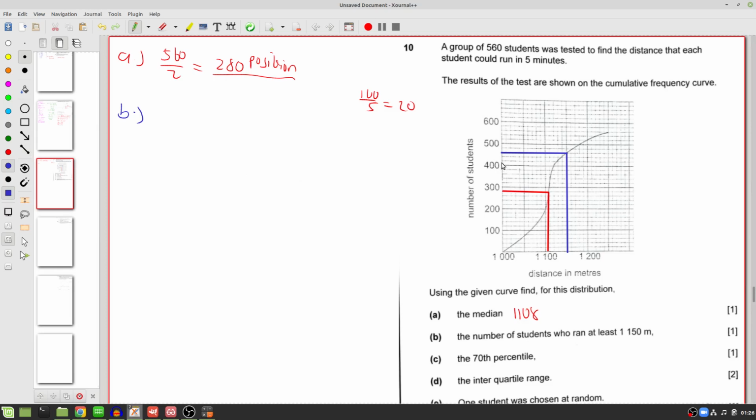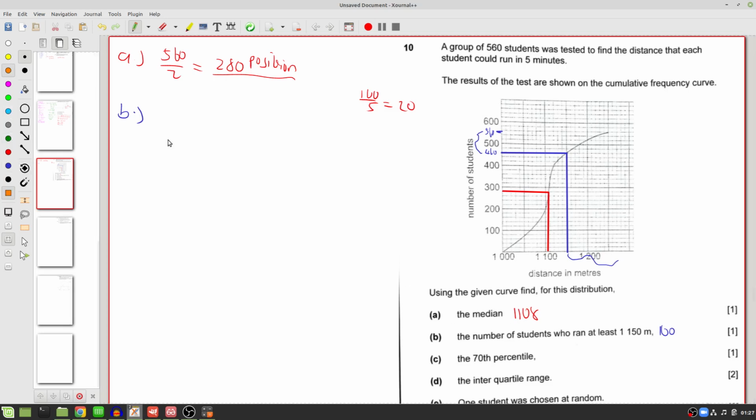Okay. So now what is that value? Well, it's 400, 420, 440, 460. 460. Okay, so at least 1150. So at least means 1150 or more. So that is this part here. So what does that mean? We need to find how many are in here. So from 460 to 560, that's 100 students, right? That's 100 students that ran between 1150 and the maximum value here, which we don't know yet. Okay, there's 100 students.